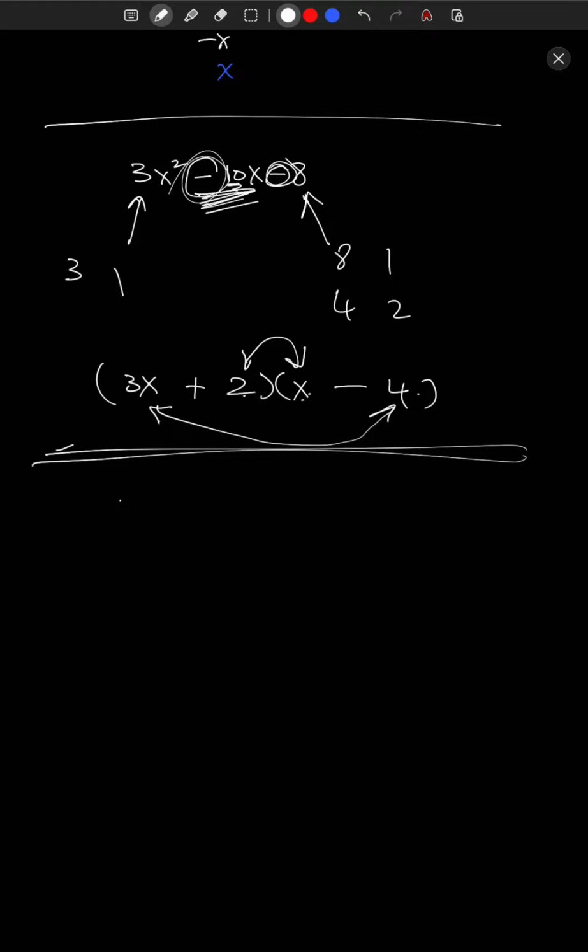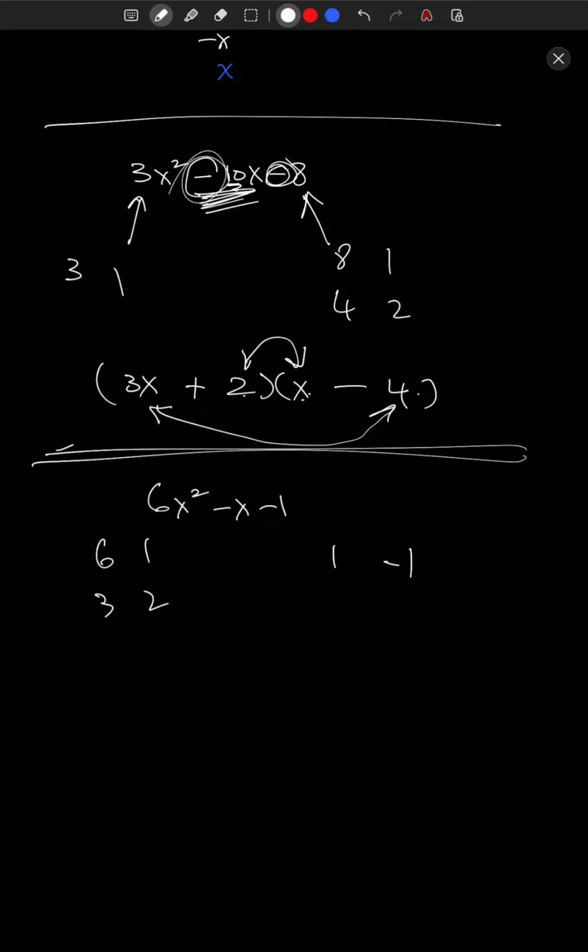All right, one more. 3x plus 1. Oh, I revealed the answer. Sorry. 6x squared minus x minus 1. Right? So here, this guy has a couple possibilities, 6 and 1, 3 and 2. Whereas this guy here is just 1 and 1, with one of them a negative. So let's just write it like that.